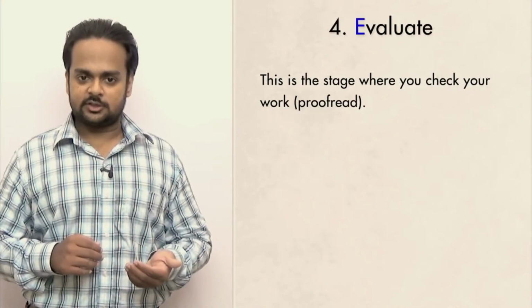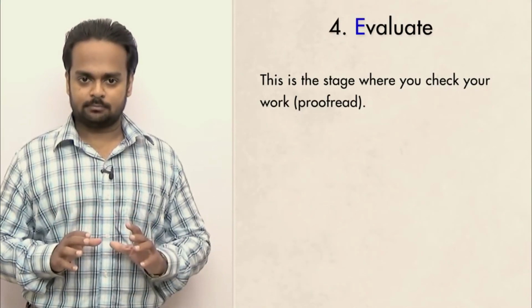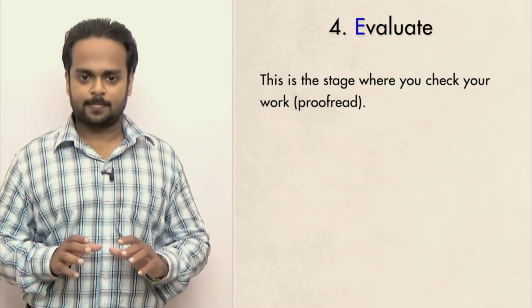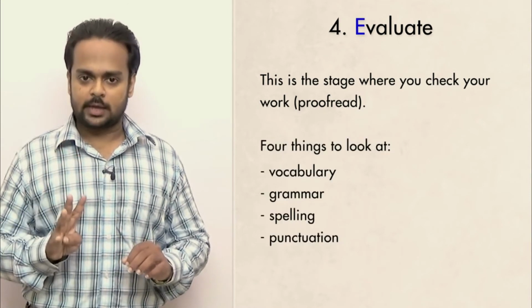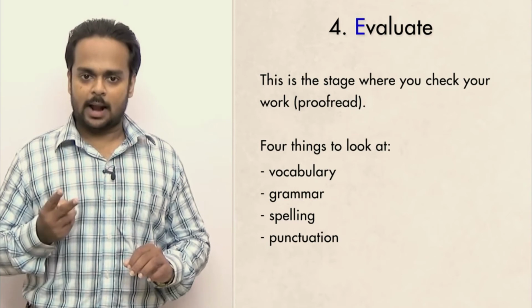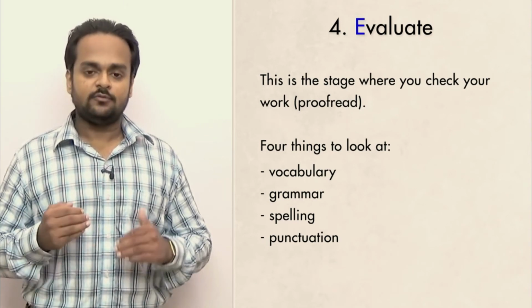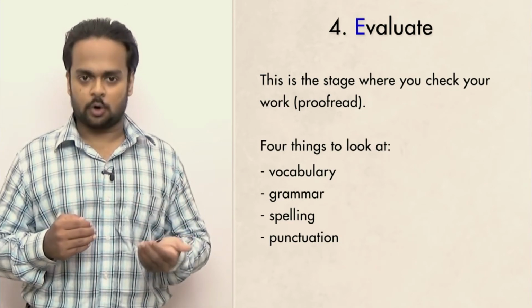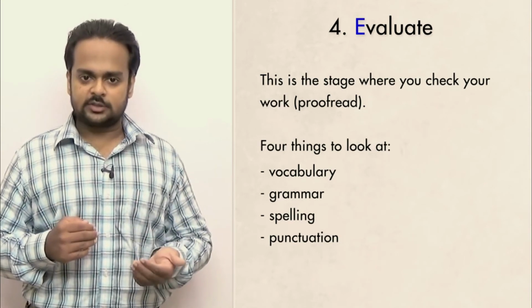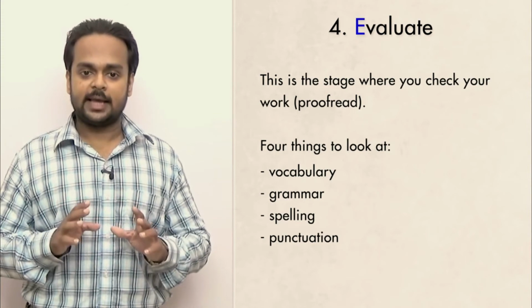This is the stage where you check your work. This is also called proofreading. There are 4 things you need to look at: vocabulary, grammar, spelling, and punctuation. First, you check if you have used the right words to express your ideas. Then you check to see if there are any grammatical mistakes you need to correct.